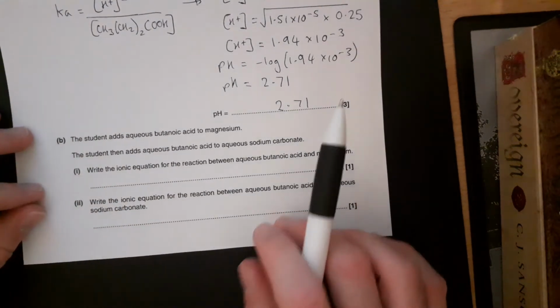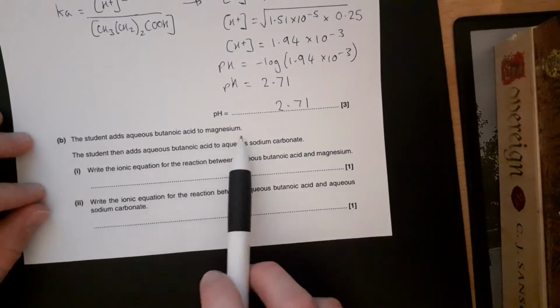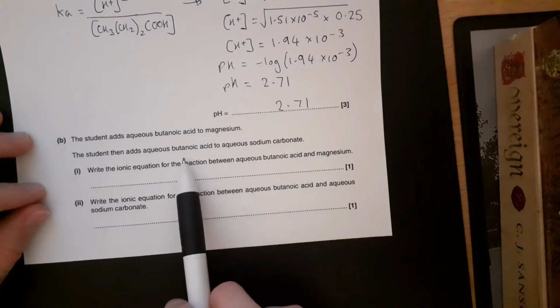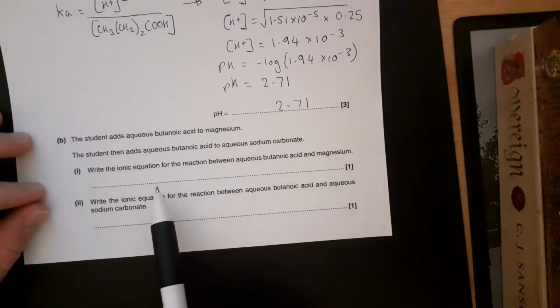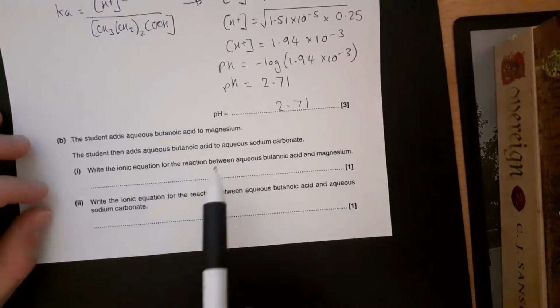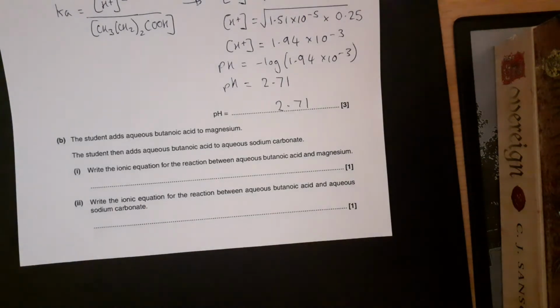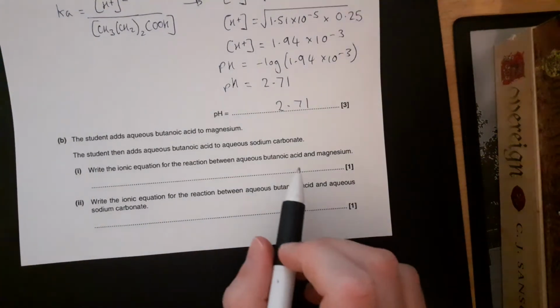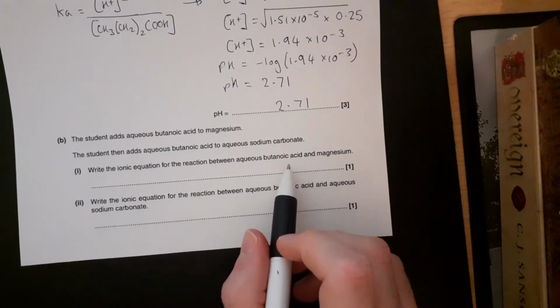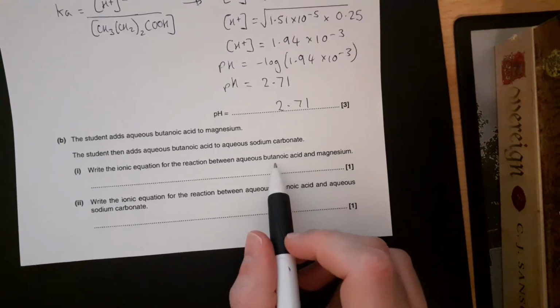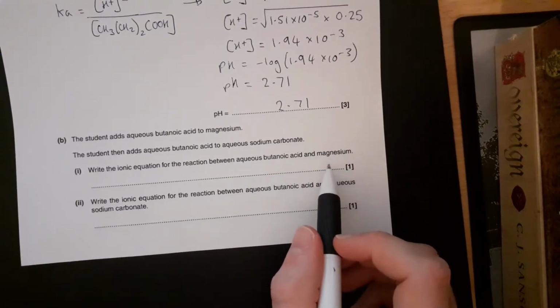Right, part B here is asking us to do what? We're adding butanoic acid to magnesium, then we're adding butanoic acid to sodium carbonate. Write some ionic equations. All right, so if we've got butanoic acid, we're adding it to magnesium. It's going to make magnesium butanoate and hydrogen gas.